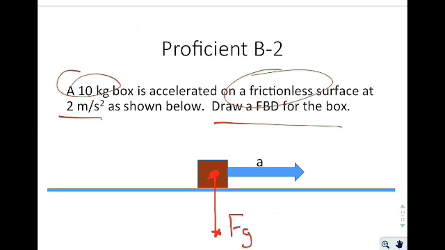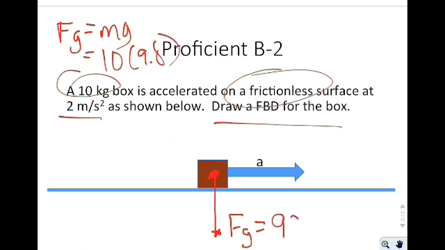So I would say there's a gravitational force downward. In fact, I can label that gravitational force, and I can say, remember, Fg is equal to mg, or 10 times 9.8, or 98 newtons. Okay. Secondly, the box is moving along a flat surface, so I can say the upward force is equal to the downward force, or Fn is equal to 98 newtons.